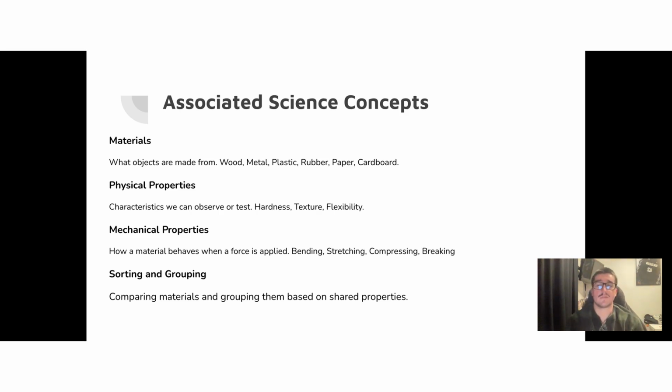The next concept is physical properties. These are characteristics of a material that we can observe or test, such as whether something is hard or soft, rough or smooth, or flexible or rigid. Mechanical properties are more specifically about how a material behaves when a force is applied to it. The science curriculum explains that materials behave differently when they are pushed, pulled, or twisted. For example, flexible materials can bend, while elastic materials can stretch or bend and then return to their original shape.